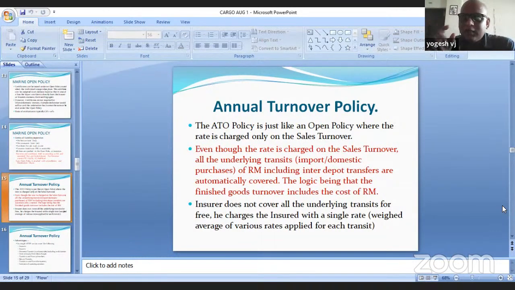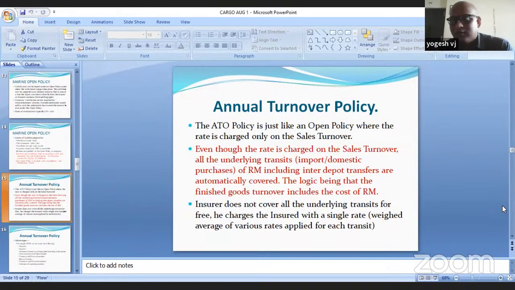Basically, it covers the annual sales turnover. This includes minor journeys during the period, the sum insured of raw material, the inter-depot transfers, and each and everything. This is a seamless cover. That is why it is a dangerous policy. Everything is covered. Okay, now look at this.